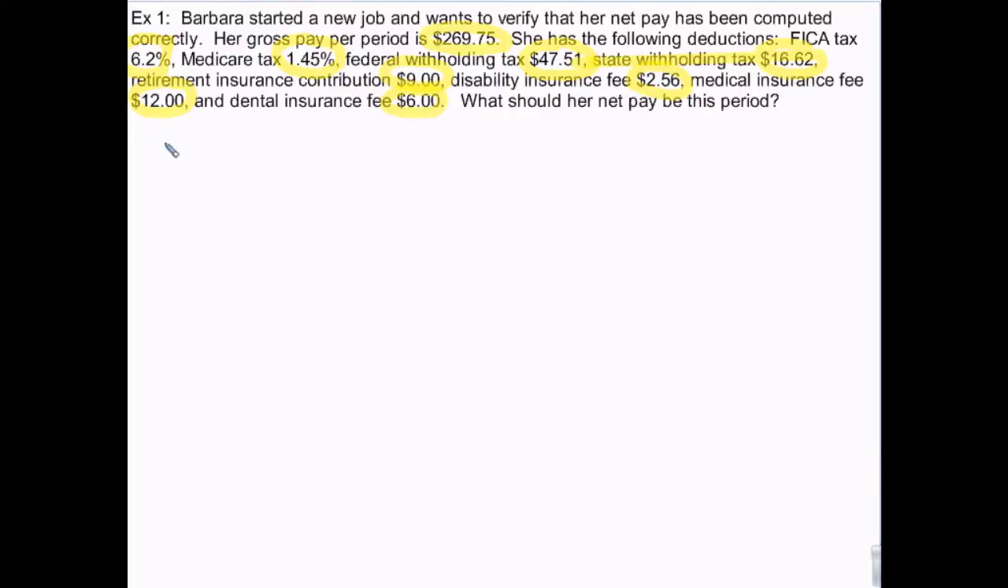So we're going to take that $269.75 and calculate the Social Security by multiplying it by 0.062. And then we're going to take the same number and calculate Medicare by multiplying it by 0.0145. With those types of deductions, it's based off your gross pay. It's not like they calculate your Social Security, take that out, and then use that new amount to calculate the next thing. It's all based off the gross pay. Okay.